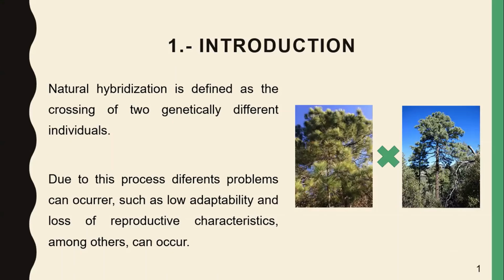Here is a brief introduction to the topic. Natural hybridization refers to all crossbreeding that occurs between genetically distinct individuals. With this process, different problems can occur, such as low adaptability, meaning that the species do not develop in an adequate way, infertility, and loss of their reproductive characteristics.